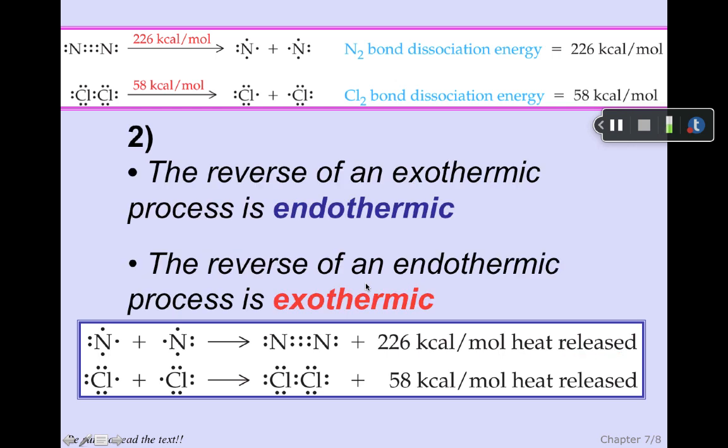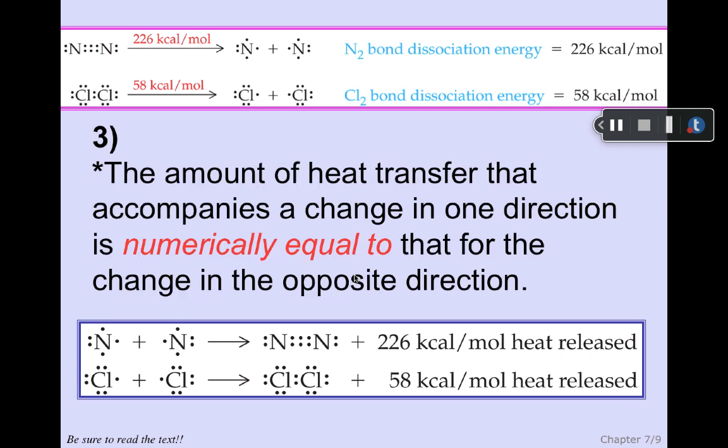So a second thing to notice here is that the reverse of an exothermic process is always endothermic. So breaking a bond is the reverse of making a bond. So one will be exothermic, one will be endothermic. And that's numerically exactly the same as you can see from these examples.